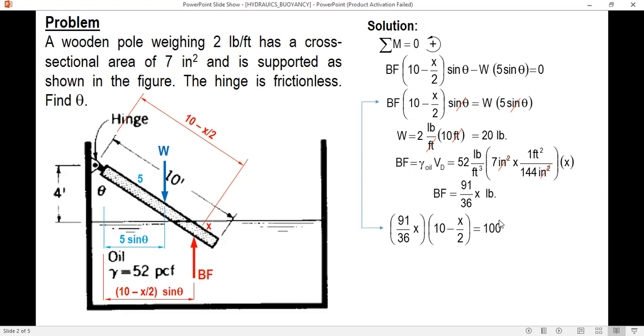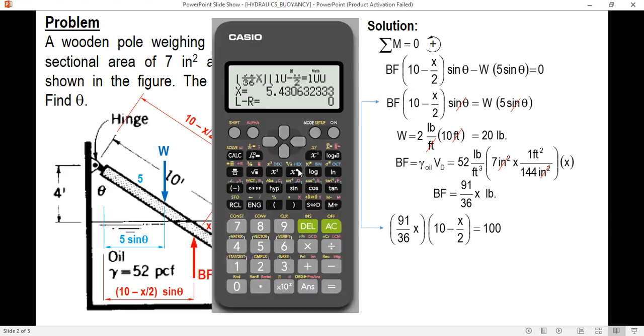So, using your calculator, you can use shift solve. The answer is this. Input 91 over 36x times 10 minus x over 2 equals 100. Shift solve, and the answer is 5.4306, which is acceptable since x should be less than 10.